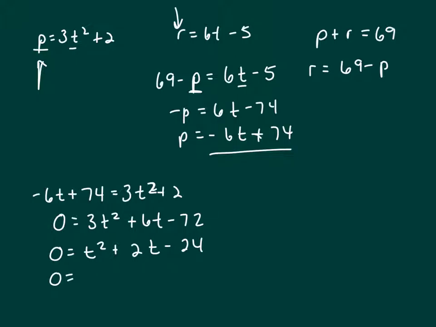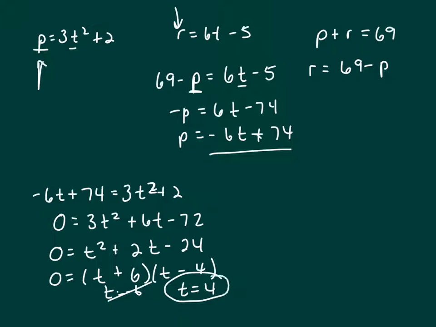And then when we factor this, we get a t and a t, and a 6 and a 4. And that would be a negative, and that would be plus. That factors right. This gives you t equals negative 6, which is wrong, and t minus 4 equals 0. That means t equals 4.